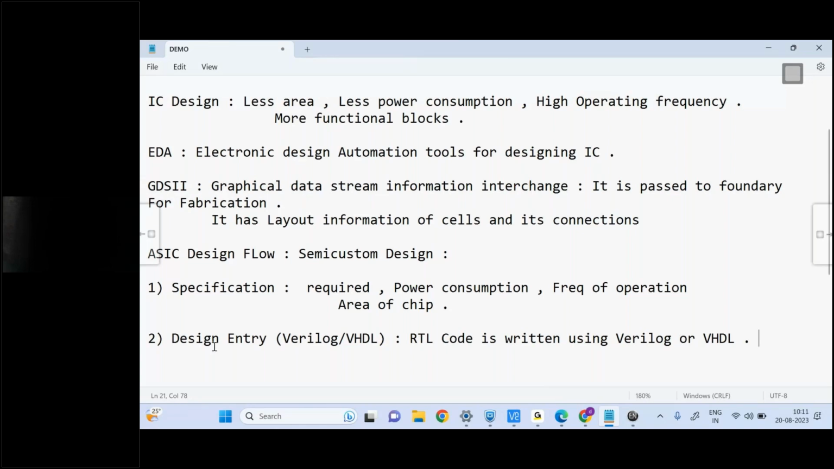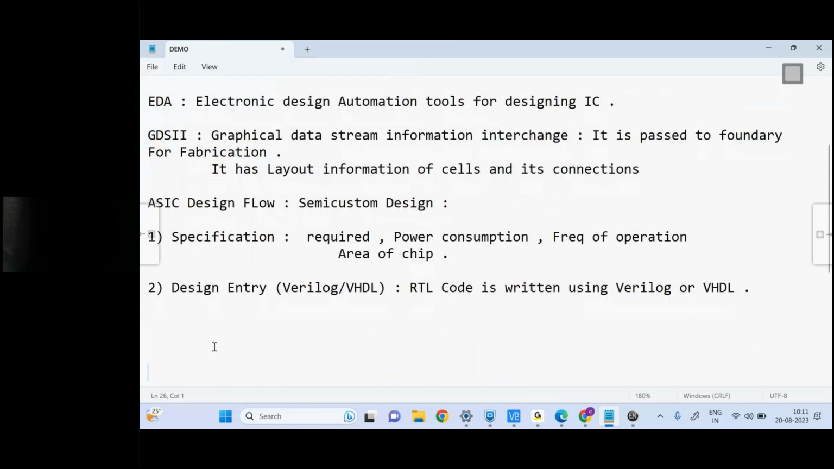So after this design entry, right, then we will do functional verification, or it is called design verification. So what is functional verification or design verification? See, I have described the functional blocks by using Verilog or VHDL. Whether this Verilog or VHDL is doing the required operation or not, that I have to verify. How do I verify?